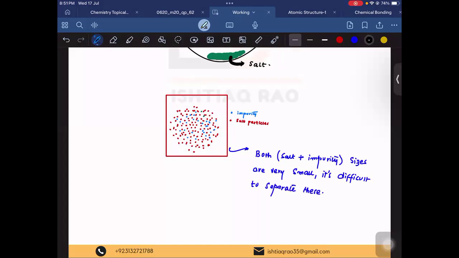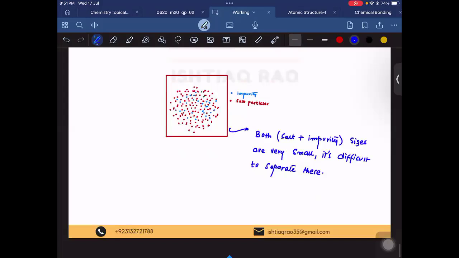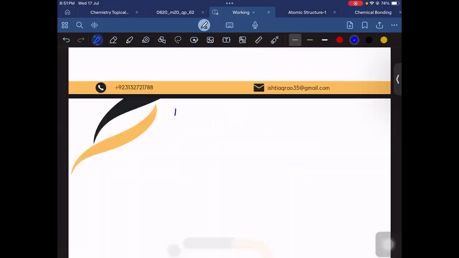And also, not only this, we are going to lose water. So this is a drawback of this technique. I can say the disadvantage of this technique is that we are going to lose solvent. That is water. The solvent in this case is water.